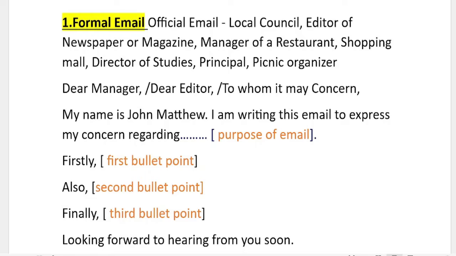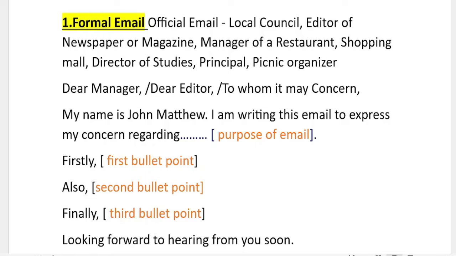Okay, another thing is that you might see that somebody has written dear sir or ma'am. So I must say that writing dear sir or ma'am is not wrong, but it's better you write dear manager or dear editor, because this PTE Core is an exam which is specific to Canada, and in Canada we don't have the culture of calling somebody sir or ma'am. Over there people generally call them by their name or by the designation.